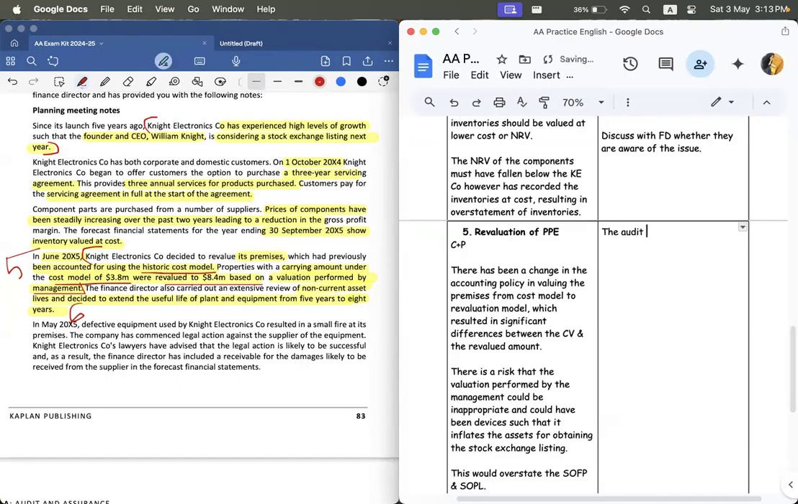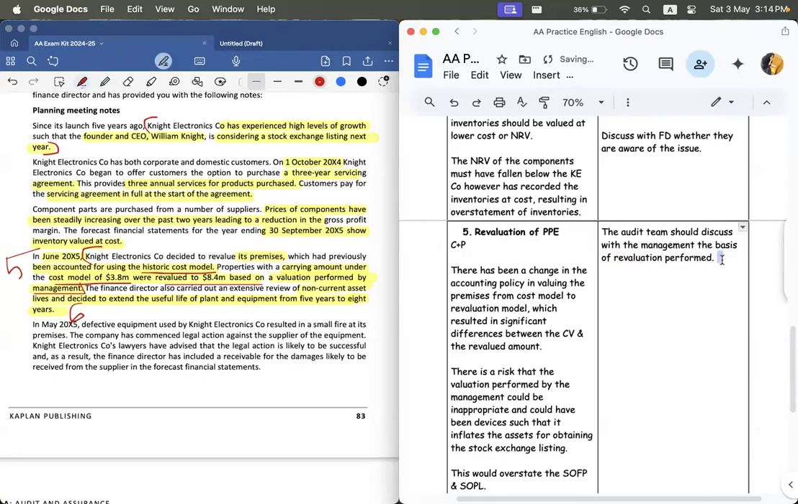The audit team should discuss with the management the basis of revaluation performed. Full stop.